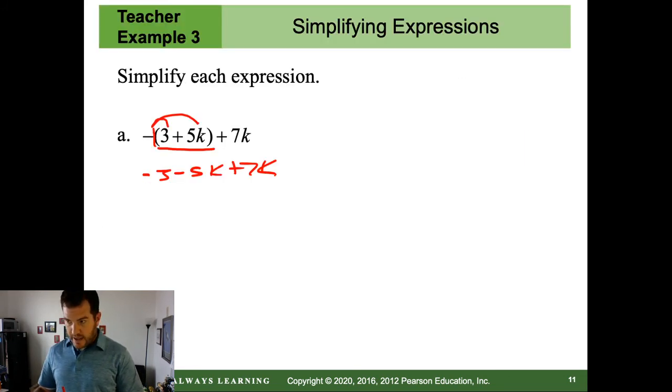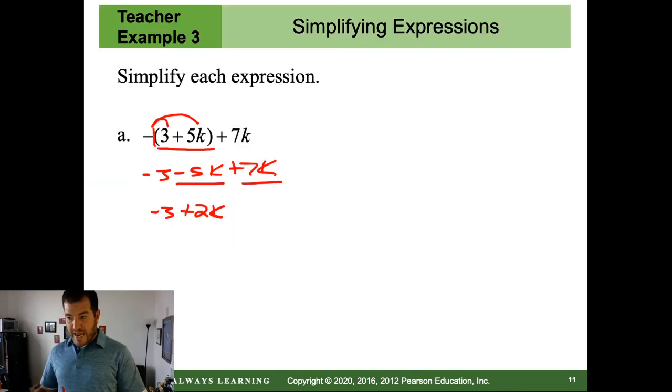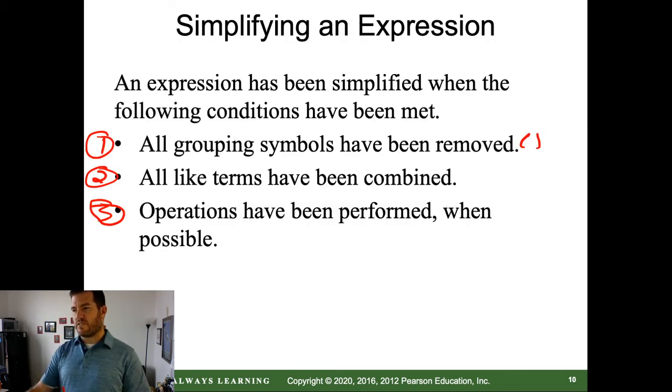Step 2 says all like terms have been combined. So I see a negative 5k and a 7k there. I think that's going to give me a 2k. And then there's no other like term besides this negative 3, so I'm just going to bring that down. And I believe that was a positive 2, right? Because a negative 5 plus 7 is a positive 2. So there, step 2 is done. And then operations have been performed. So I have a negative 3 plus a 2k. Are those like terms? No, I can't combine them. I'm done.